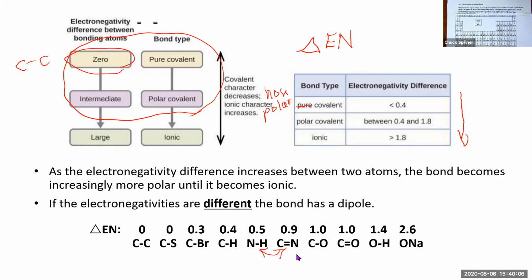We go up to a CO bond. And like I said, it doesn't matter if you have a double bond. CO is 1, C double bond O is also 1. OH is 1.4, and ONa is 2.6, so that's the highest.